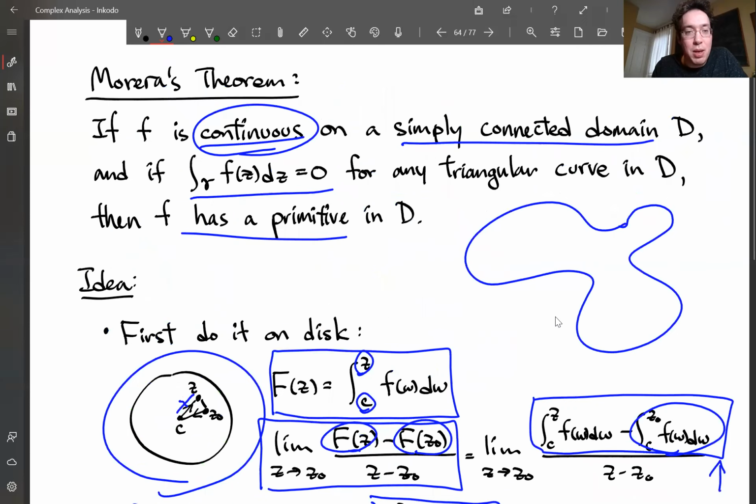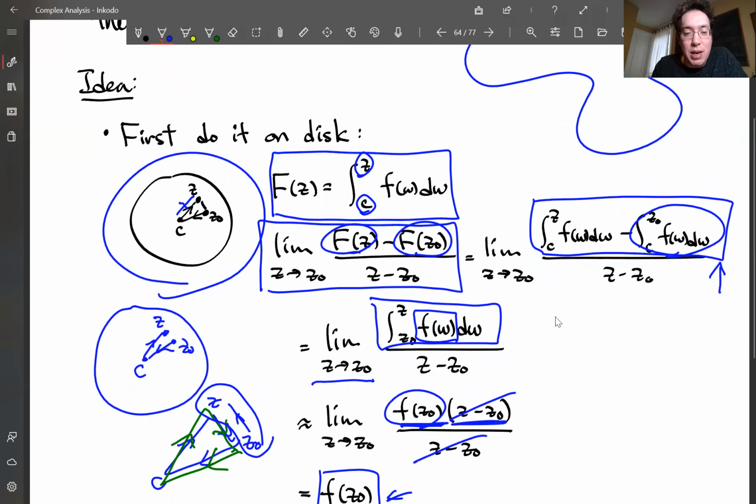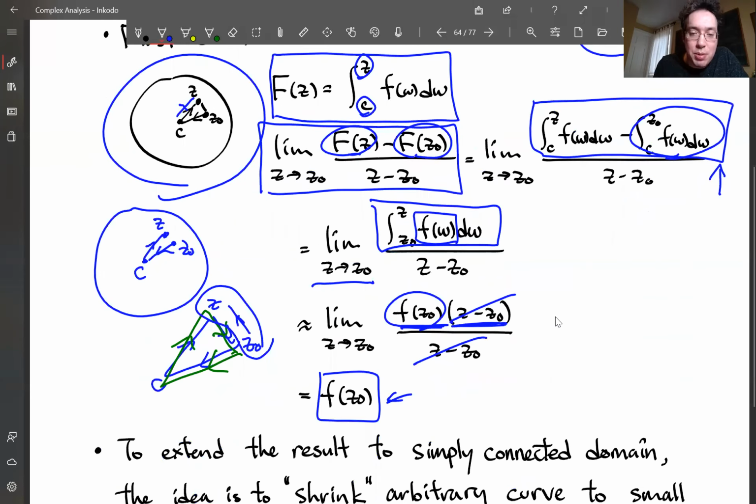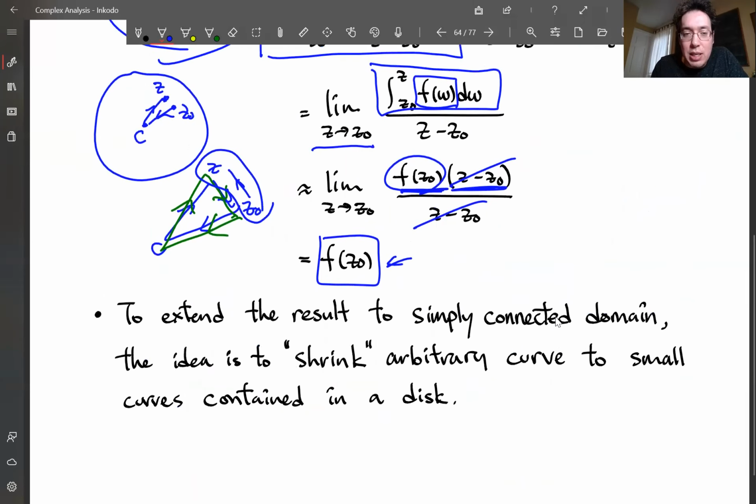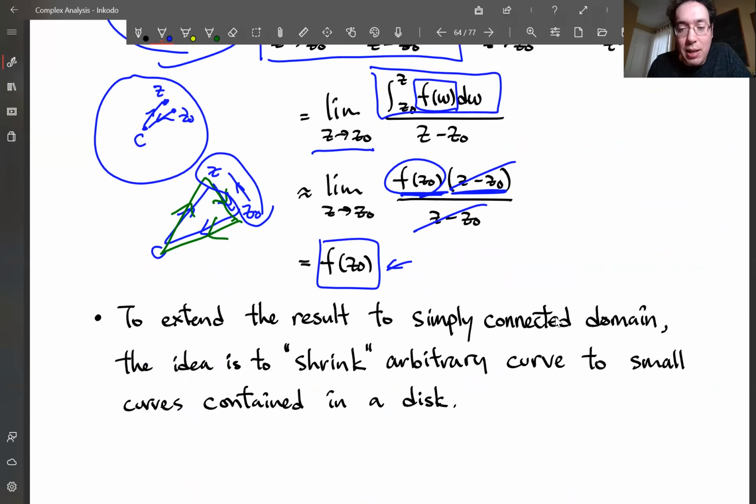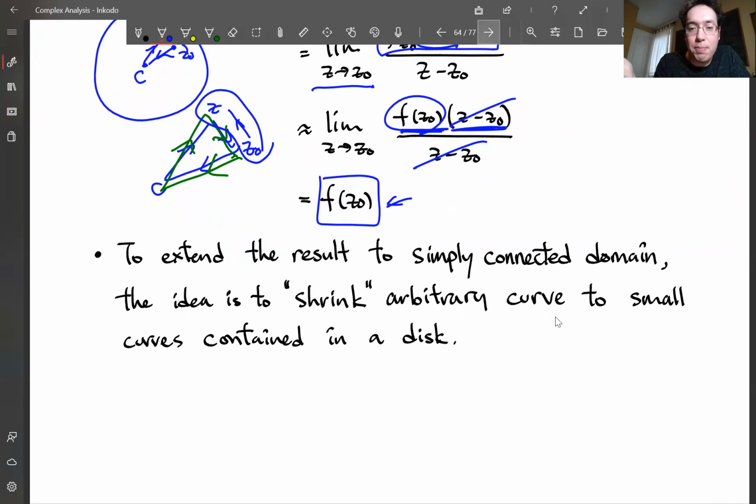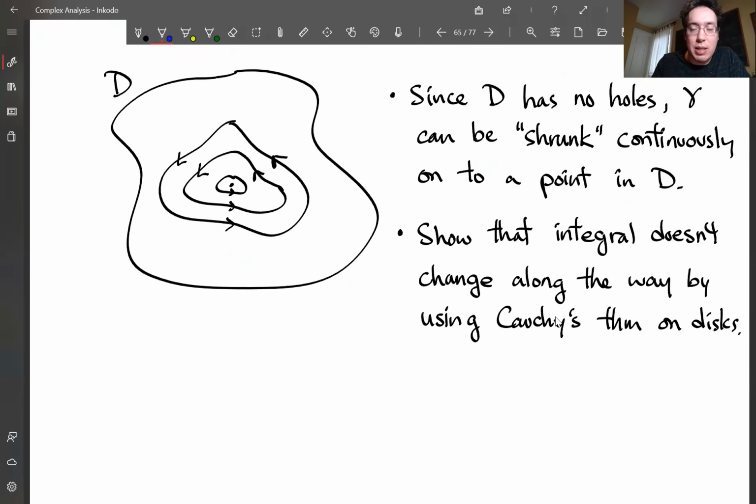Okay, I hope you're good so far. So we've done it for a disk, but is it going to be true for a simply connected domain? Well, what we could do is that if you have a complicated path, you could always shrink it down so that it fits in a single disk. Let me show you what I mean by that. This is a really important technique to know, and we're going to come back to this idea.